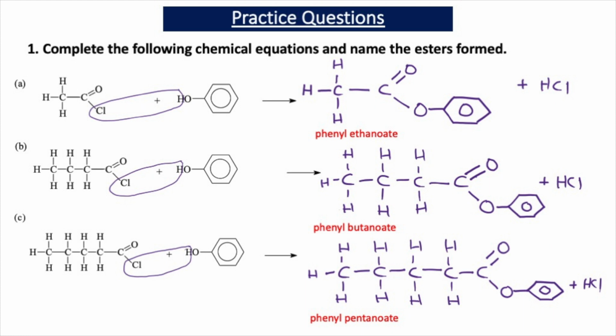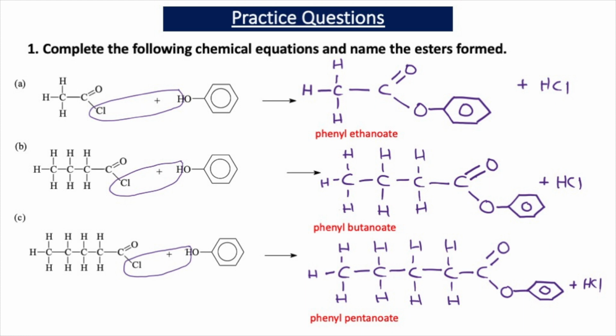So for part B, I have the acid chloride butanoyl chloride reacting with phenol. So the ester I'm going to make is phenyl butanoate and hydrogen chloride gas. Now, the ester is called phenyl butanoate because if I look at the oxygen next to the C double bond O, it's attached to a benzene ring, a phenyl group, and the rest of the ester resembles butanoic acid, so that's why the ester is called phenyl butanoate.